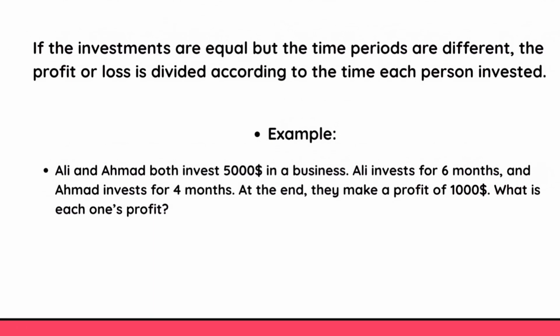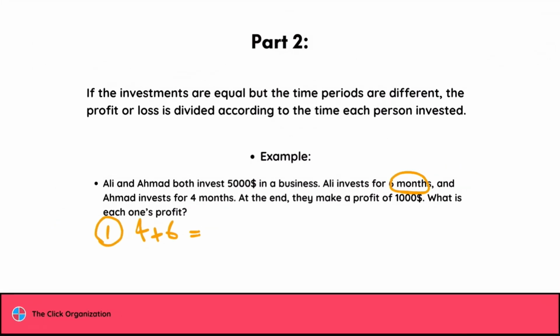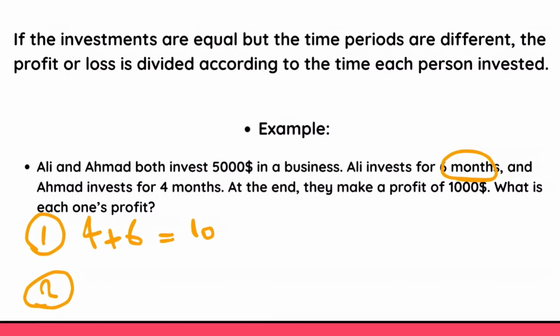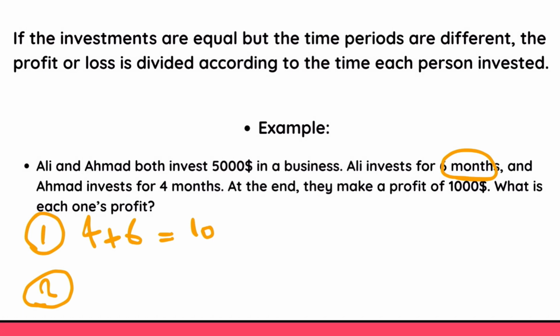So proportional division steps, first one was to add the parts up together. We add them up, so 4 plus 6, right? And because both are months, the type of time is the same, so we don't need to do any conversion in here. So 4 plus 6 will be 10. The second step was to divide the main profit by the result of this addition, right? 1,000 divided by 10 will be 100, right?